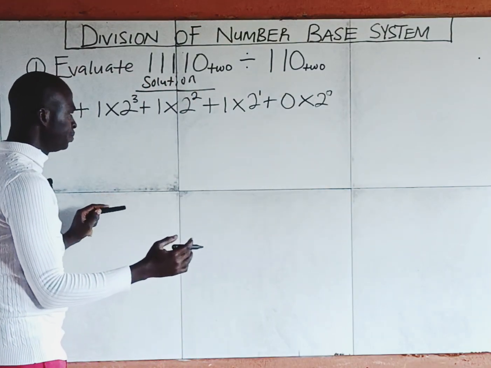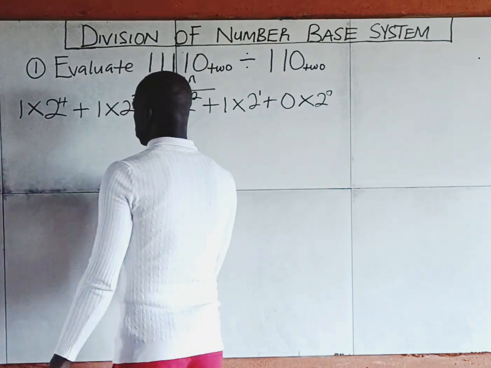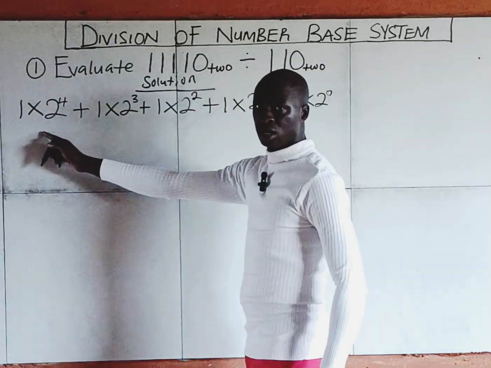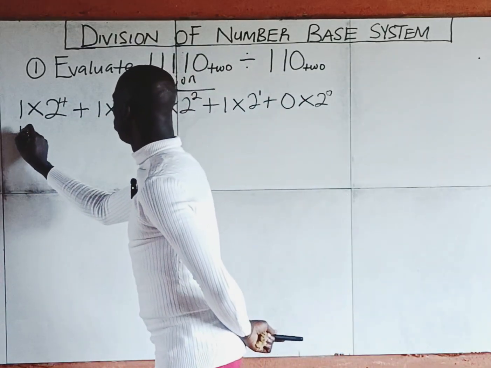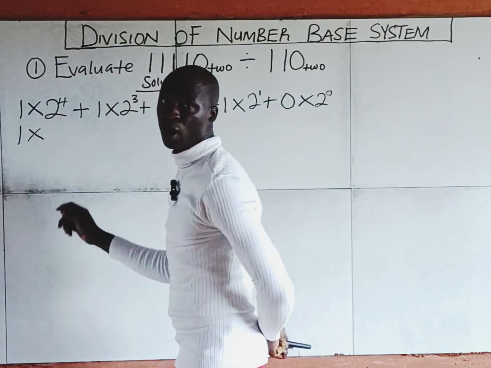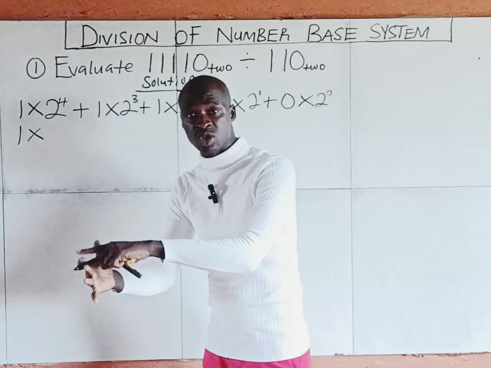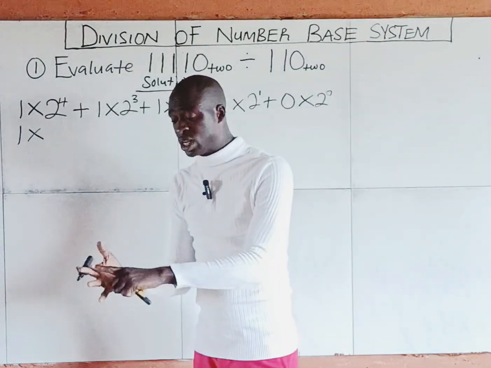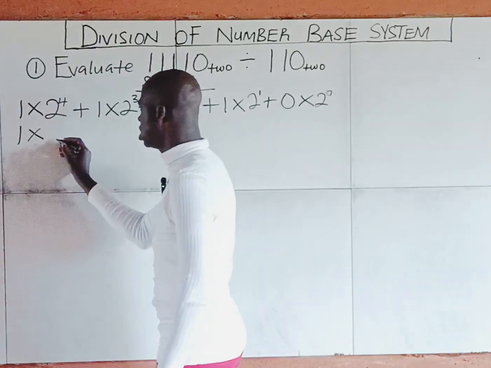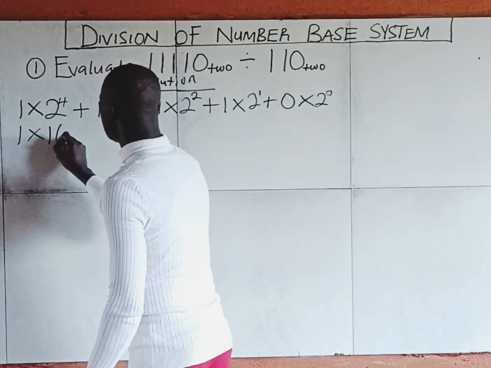Then, at the end of the day, you're going to spread it out. So let's spread it out together. This becomes 1 multiplied by 2 raised to the power of 4, which means 2 will multiply itself in 4 places. That's 2 times 2 times 2 times 2. 2 times 2 will give me 4. 4 times 2 will give me 8. And 8 times 2 will give me 16. So here becomes 16.